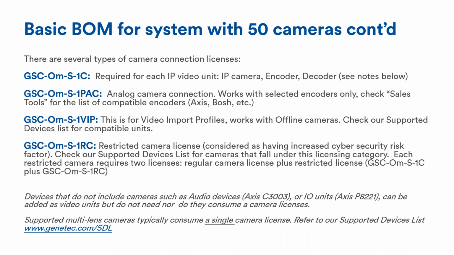There are other devices that can be added to the system. They're actually added as cameras, but they don't use a license. So you might be familiar with IP connected speakers. Axis makes one, the C3003, or network attached input output devices like the Axis P8221. They're added in the system as video units, but don't consume a license. Okay. And as I said before, the supported devices list can be found on the Genetec website under support.